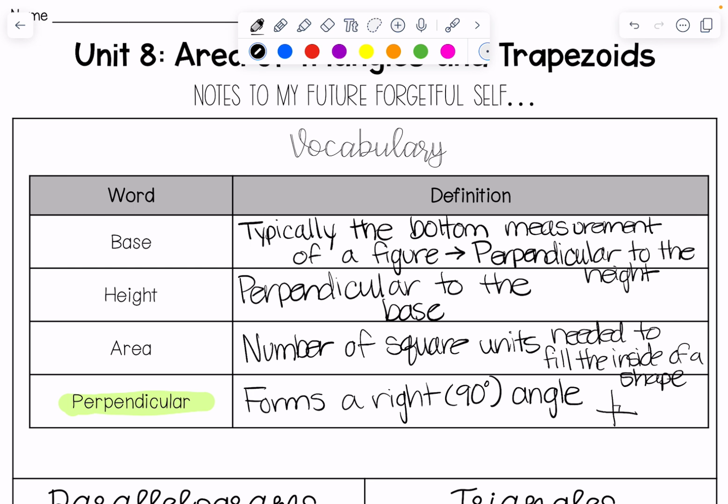And then we'll be referring a lot to a base and a height of a figure. Base is typically a bottom measurement of a figure, but it doesn't always need to be. And then height is going to be perpendicular to the base. So the biggest thing to know about your base and your height on the parallelograms, the triangles, and the trapezoids is that your base and your height need to be perpendicular to each other.